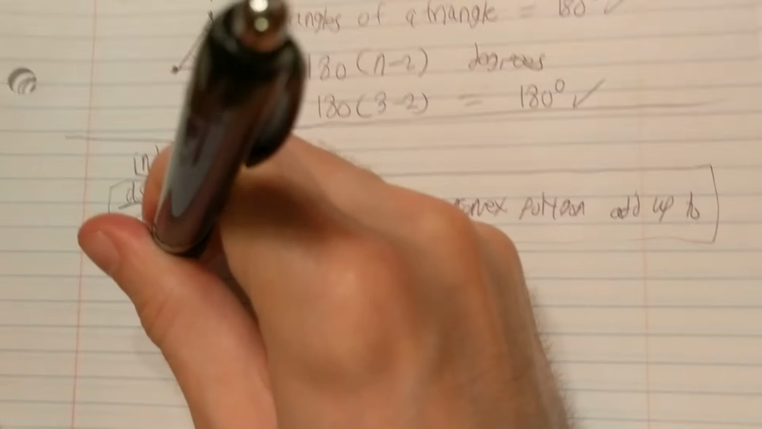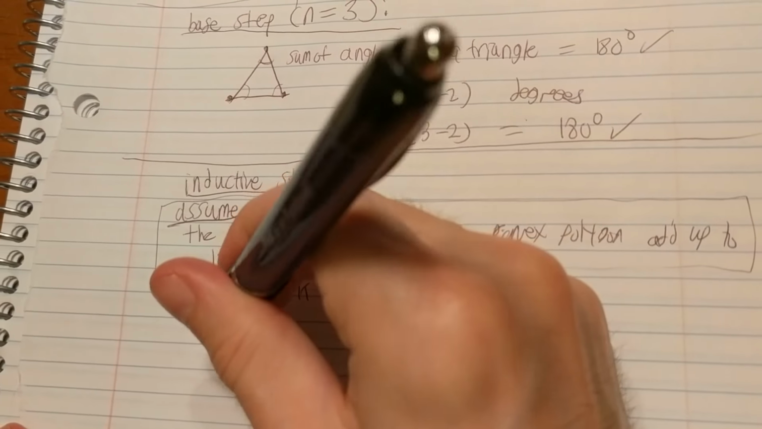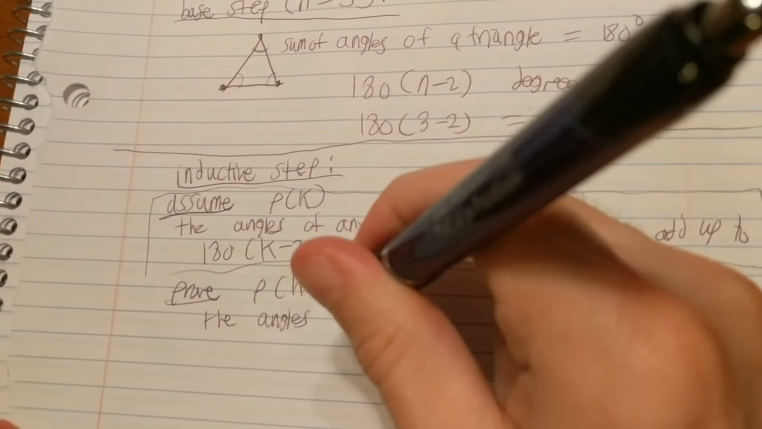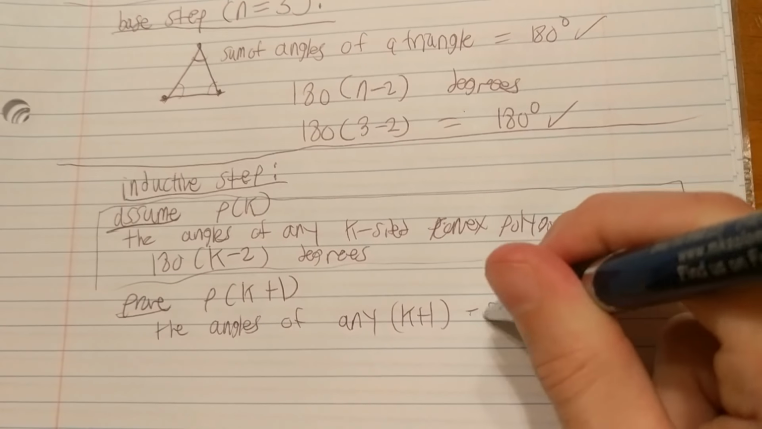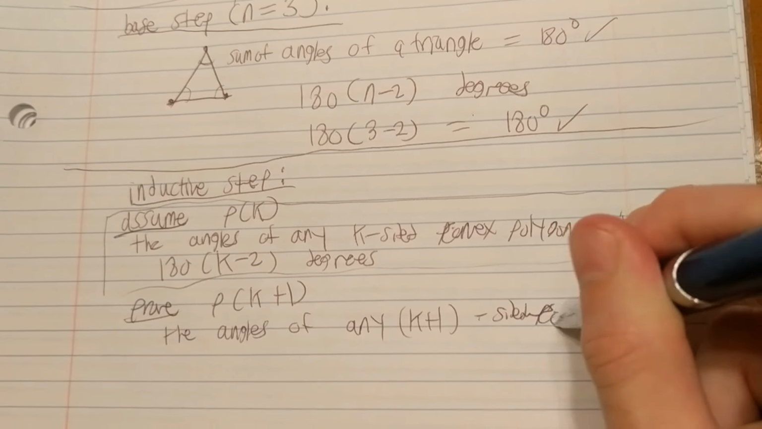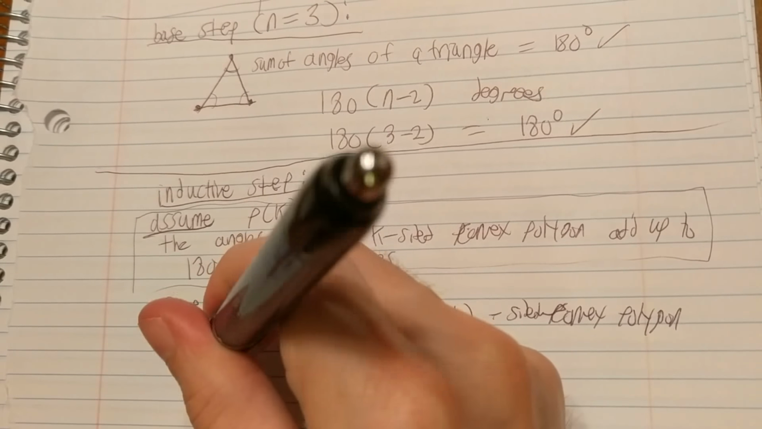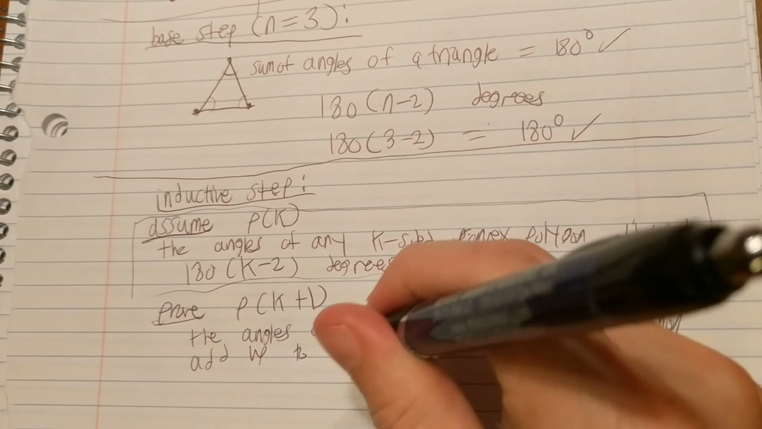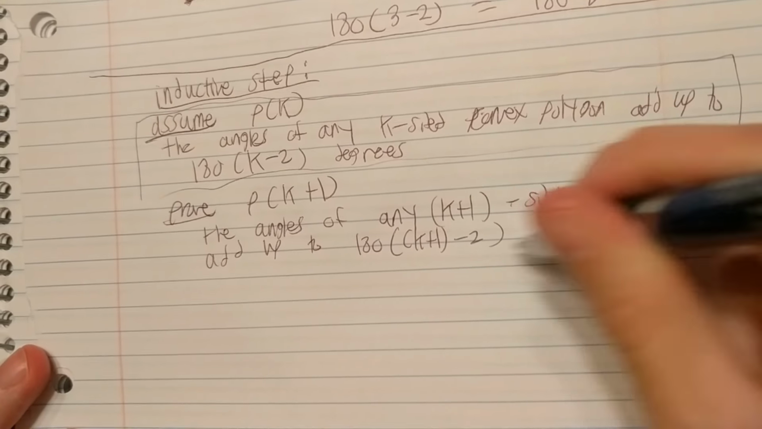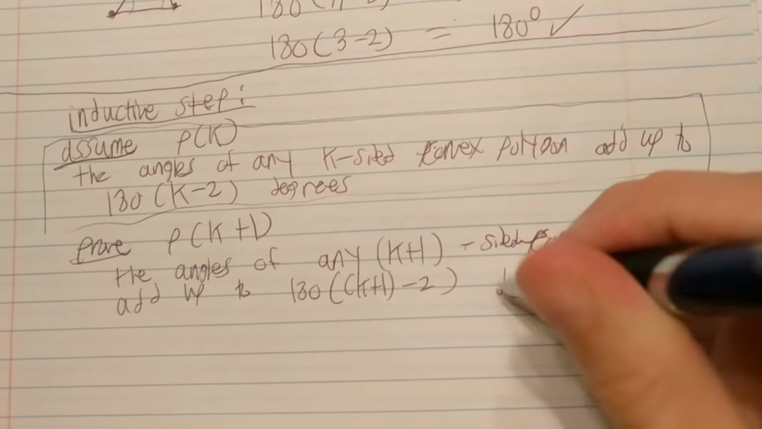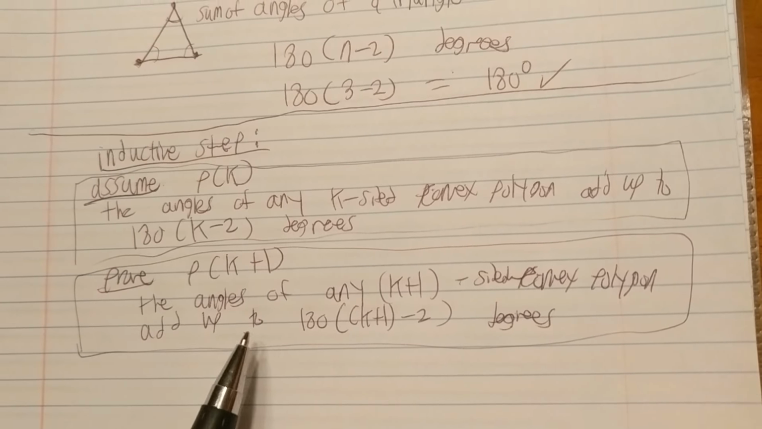And we want to prove P of k plus 1. In other words, the angles of any k plus 1 sided convex polygon add up to 180 times k plus 1 minus 2 degrees. So we assume this, we're trying to prove this.